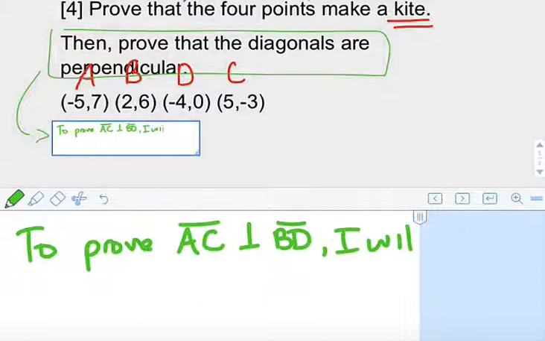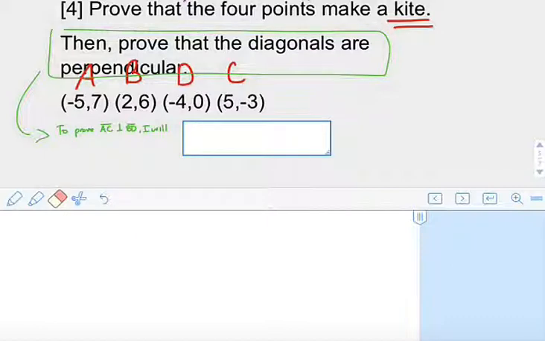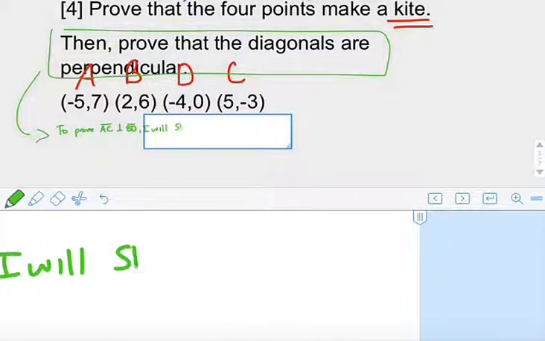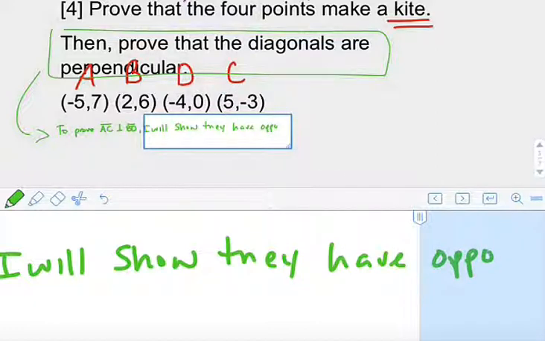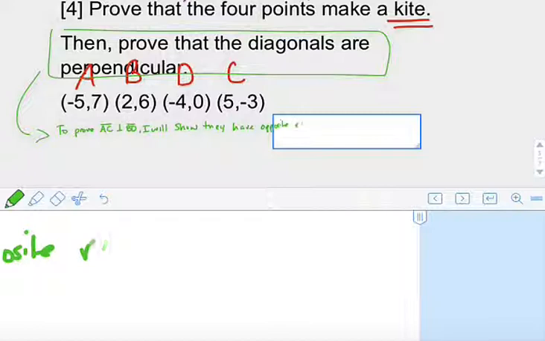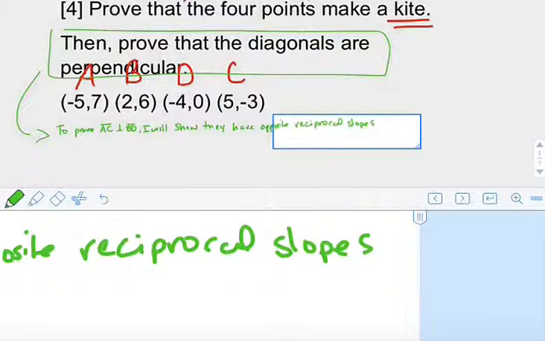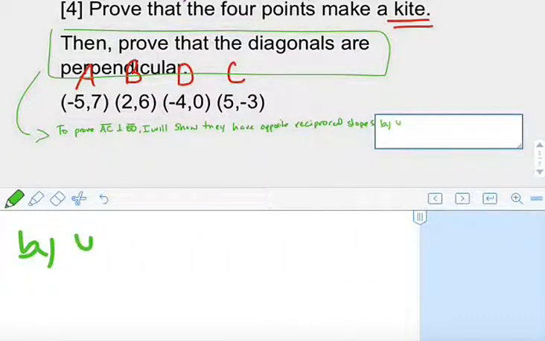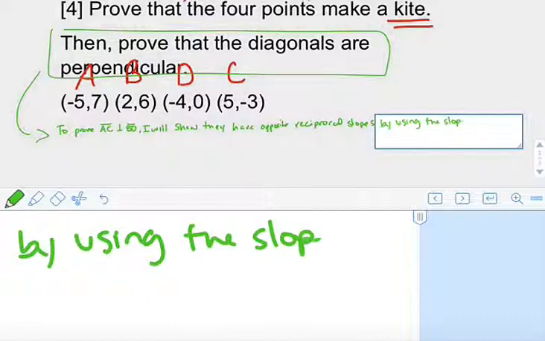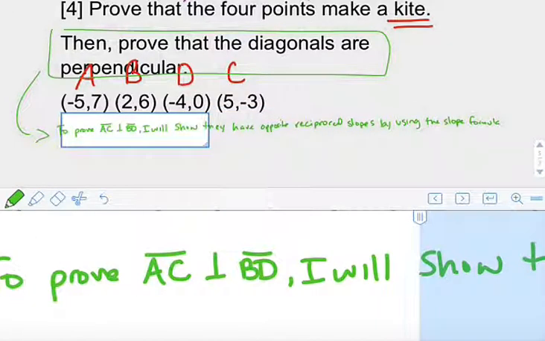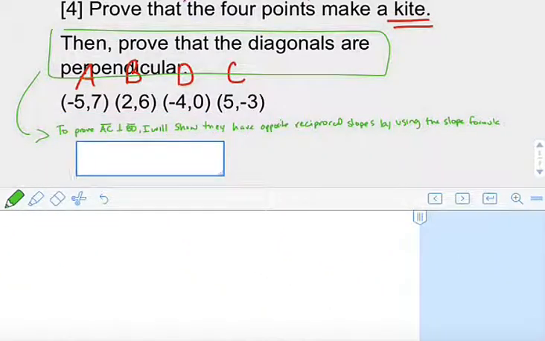I will show they have opposite reciprocal slopes, because that's a definition of perpendicular. And I'll tell you how I'm going to do it by using the slope formula. In other words, I'm going to calculate the slope separately. I'll calculate the slope of AC. I'll calculate the slope of BD by using the slope formula to show that they are opposite reciprocals.